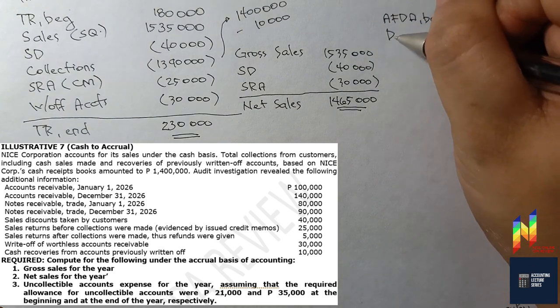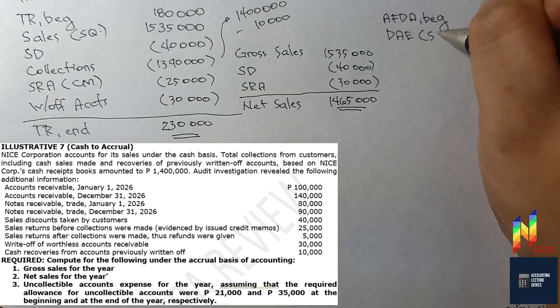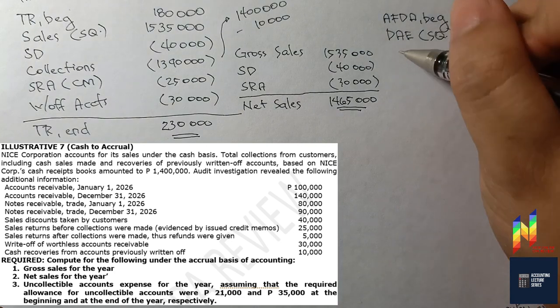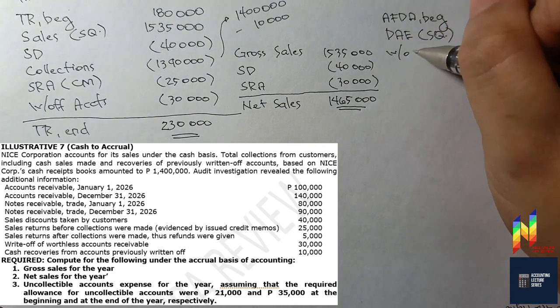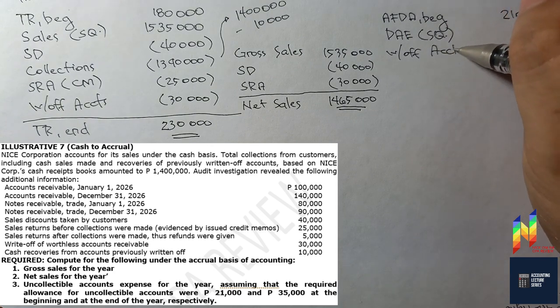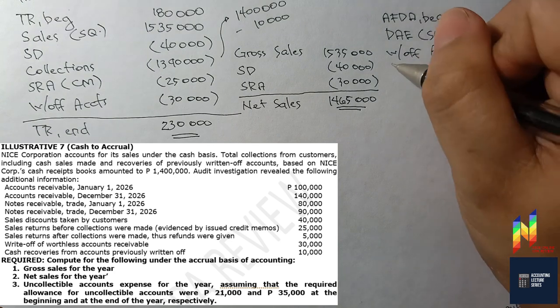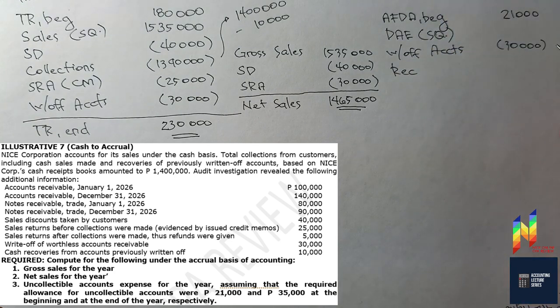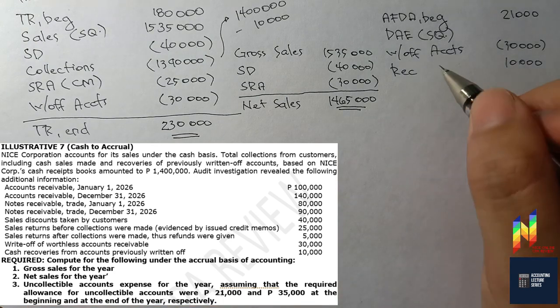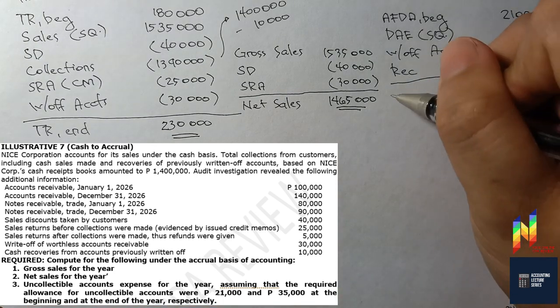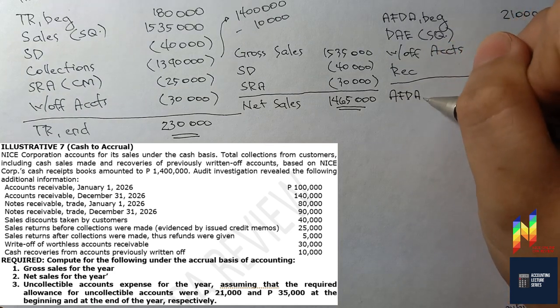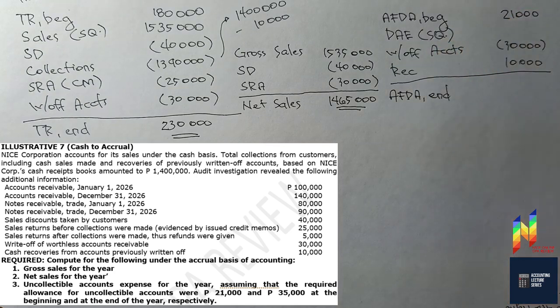Then, of course, doubtful accounts expense is added, but we will squeeze it because that is what is being asked. Then, minus written-off accounts, which according to the problem as well, is equal to 30,000, plus recoveries of written-off accounts, which is equal to 10,000. The recoveries have no effect on AR, but on the allowance, they have an effect. And we can compute here the allowance for doubtful accounts at the end of the year, which is actually equal to 35,000 pesos.